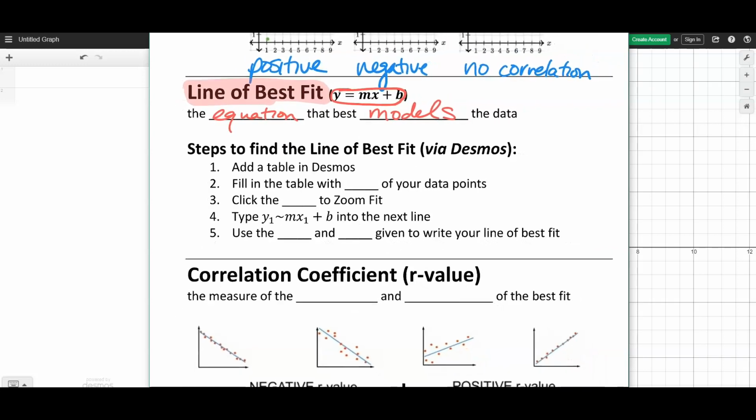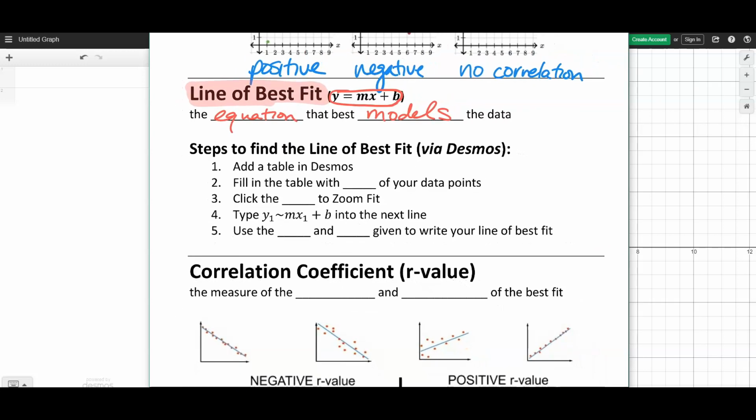Okay, so the first step is to add a table in Desmos, and then you're going to fill in the table with all of your data points. Every single one that's either in your scatter plot or in your XY table, you're going to plug into the table that Desmos has created for you. Now you have to make sure that you put all of the x's in the column titled x1 and all of the y's in the column titled y1. Just like last year, if you've done stat edit, this is going to sound familiar to you. That's what you're doing, stat edit, but on Desmos, it makes the statistics a little bit easier to see.